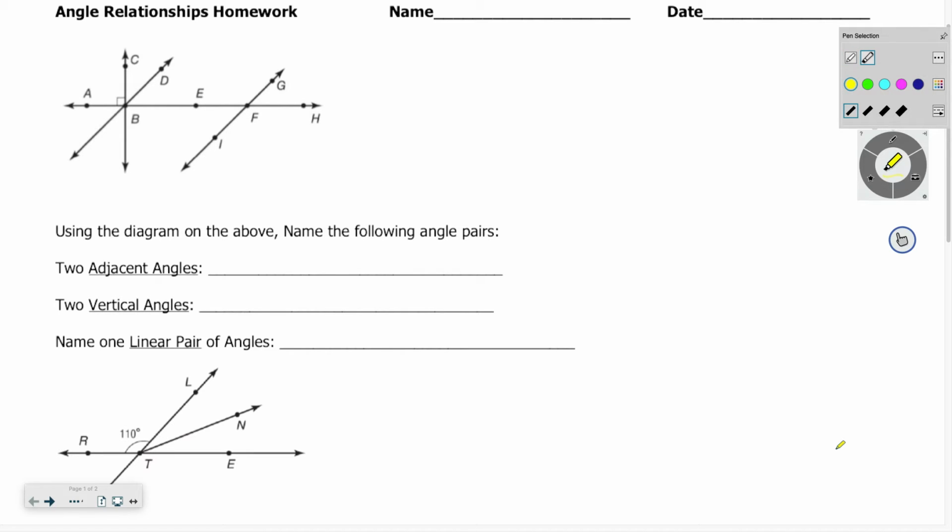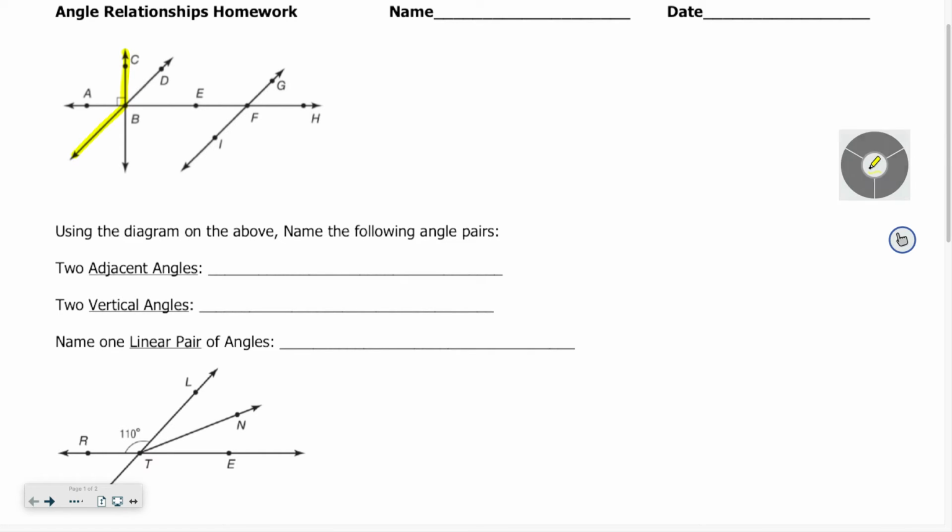But true or false, this angle right here and this angle right here are adjacent. True or false? True. What's the problem with me using those angles though? We don't have a point down there to use to name those angles, right? So even though they're adjacent, I don't have anything to name them with.